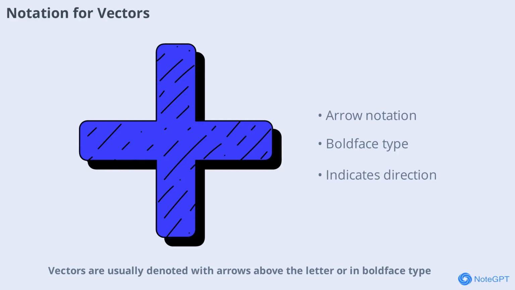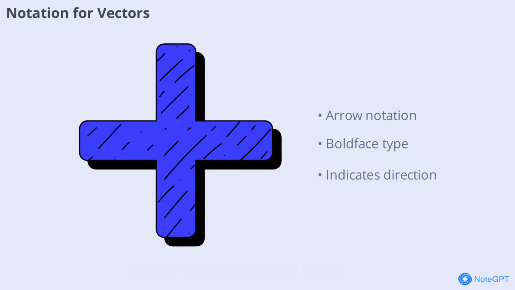Vectors are usually denoted with arrows above the letter or in boldface type. For example, velocity might be written as v with an arrow, or as a bold V. This notation clearly indicates that the quantity has both magnitude and direction, helping to avoid confusion in calculations.